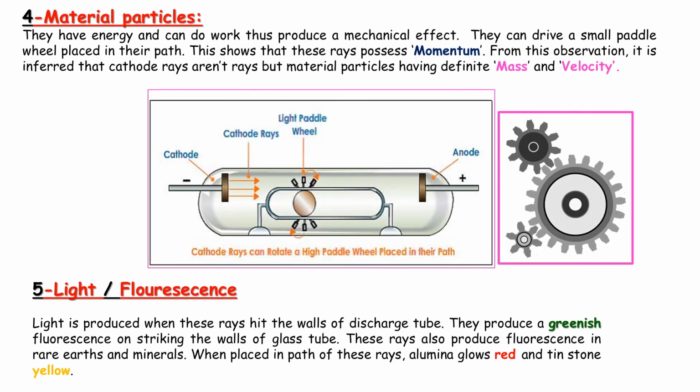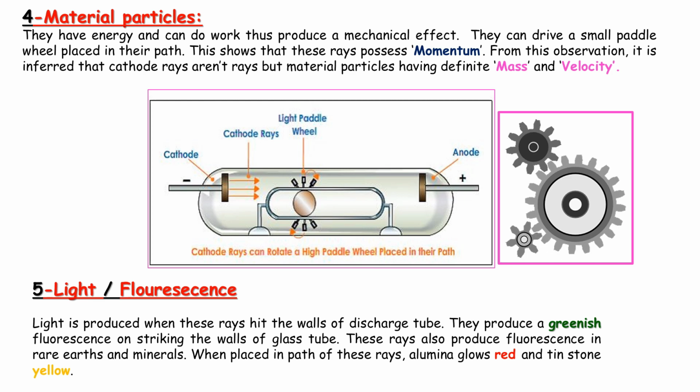The fifth property states that they have energy and can do work, thus producing a mechanical effect. They can drive a small paddle wheel placed in their path. This shows that these rays possess momentum. From this observation, it is inferred that cathode rays aren't rays but material particles having definite mass and velocity.